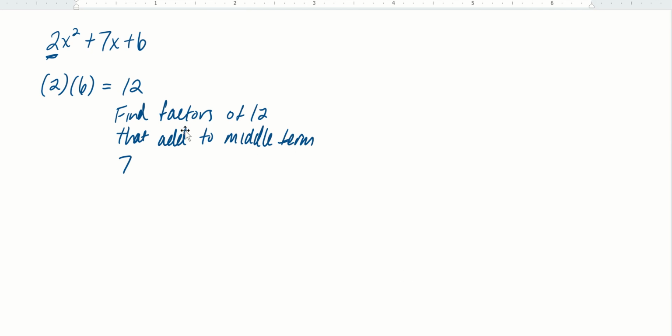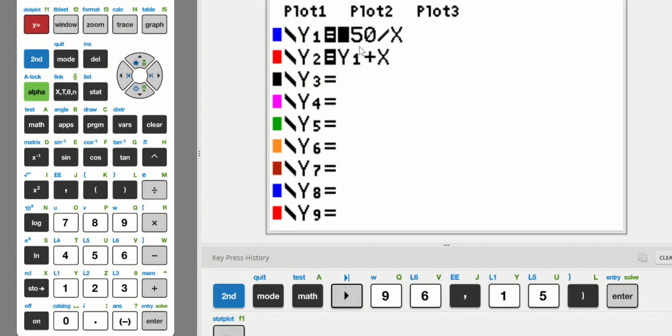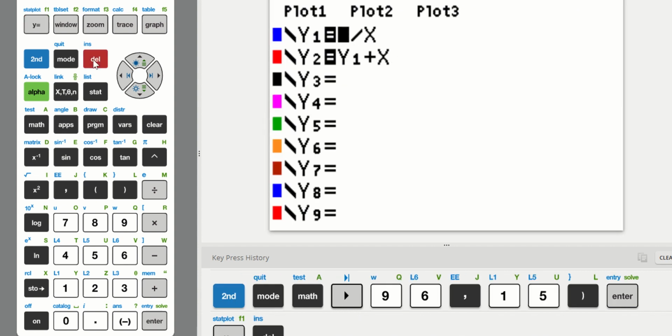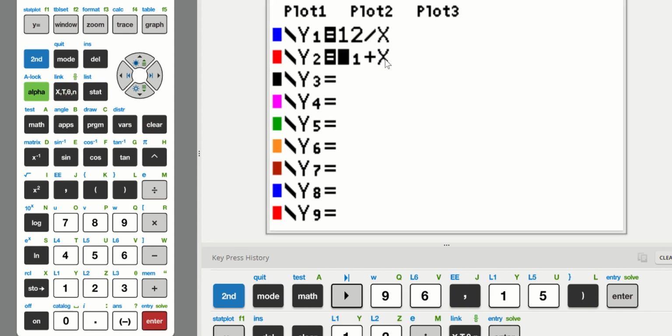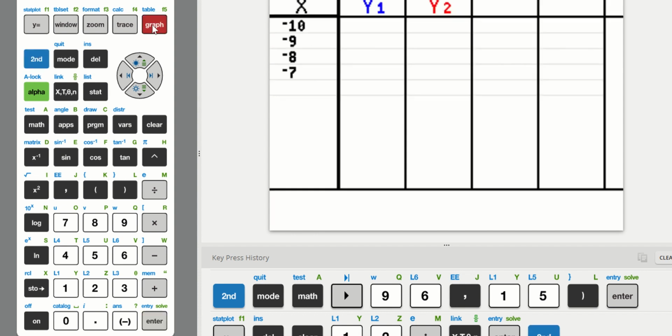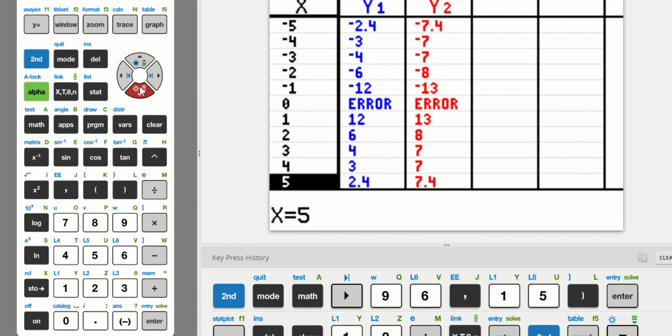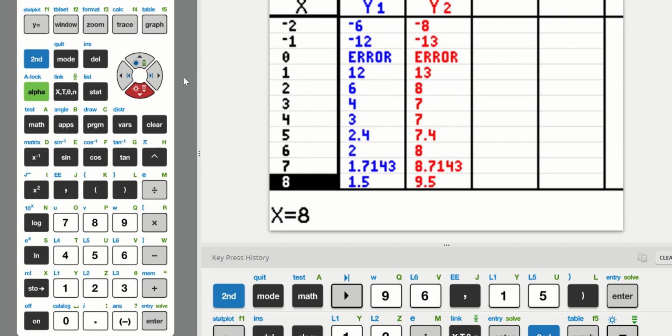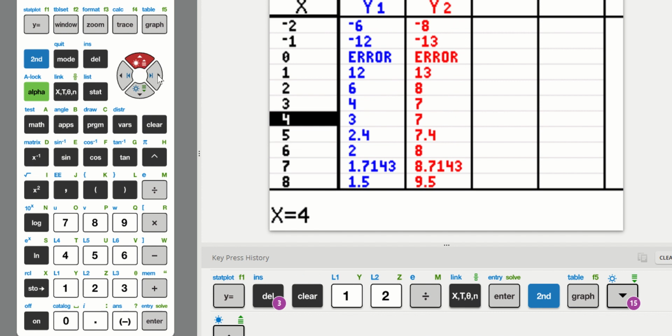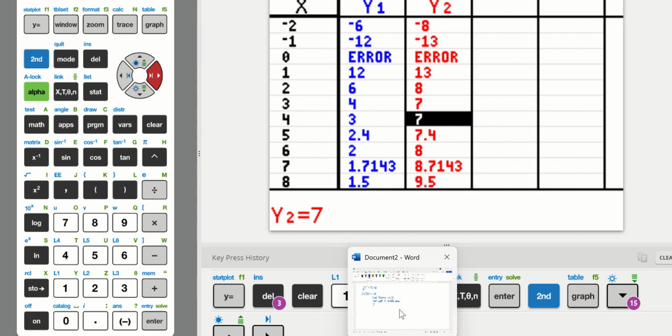Okay, so what if I'm not immediately seeing this? I can use my calculator. So I'm going to go over here. I already have this written in, so I'm just going to delete this whole thing. I'm going to do 12 divided by x, and you can leave y1 plus x alone. That's going to give us exactly what we want. And I'm going to go to second graph. Because the 7 is positive, I know I'm probably going to have two positive integers. And so here we have 4 times 3 adds to 7. So my factors are 4 and 3.